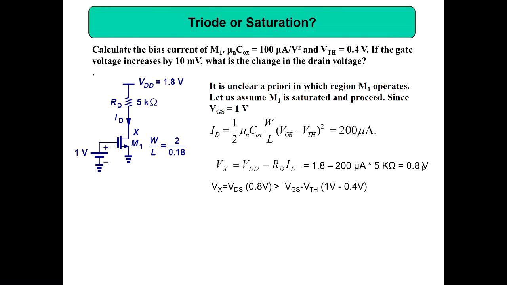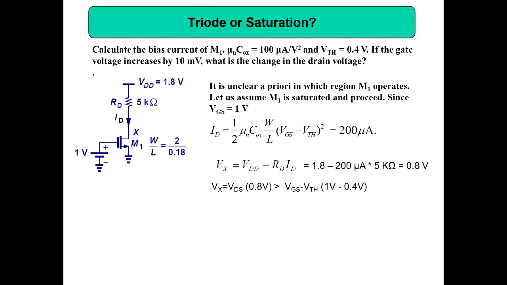Now you can check whether it is correct. Your VX, which is equal to VDS, is 0.8 volt, which is greater than VGS minus VTH, because VGS minus VTH is only 0.6 volt and your VDS is 0.8 volt. So your assumption is correct. If your assumption is not correct, this will not be valid. You know what I meant? If you assume the triode region, it will not match when you calculate. That's how we do it. If you don't know the region of operation, we assume either triode or saturation, then we proceed and check whether this is valid. Here it is valid. Now we found out it is in the saturation region.